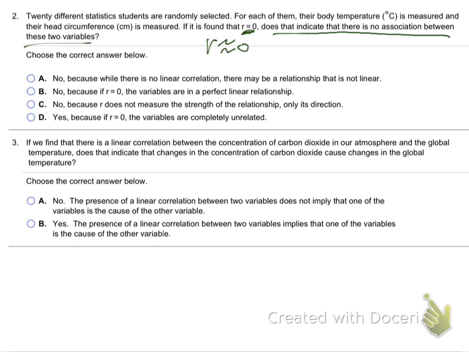What does that mean? There's no linear relationship or correlation, same thing. But in other words, there could be a curved relationship. It just means there's no linear. R is just a test of linear connection, straight line connection. That's what they're making sure you're clear on. So does it indicate there's no association? No, because there's no linear. There may be some relationship that's not linear. That's it.